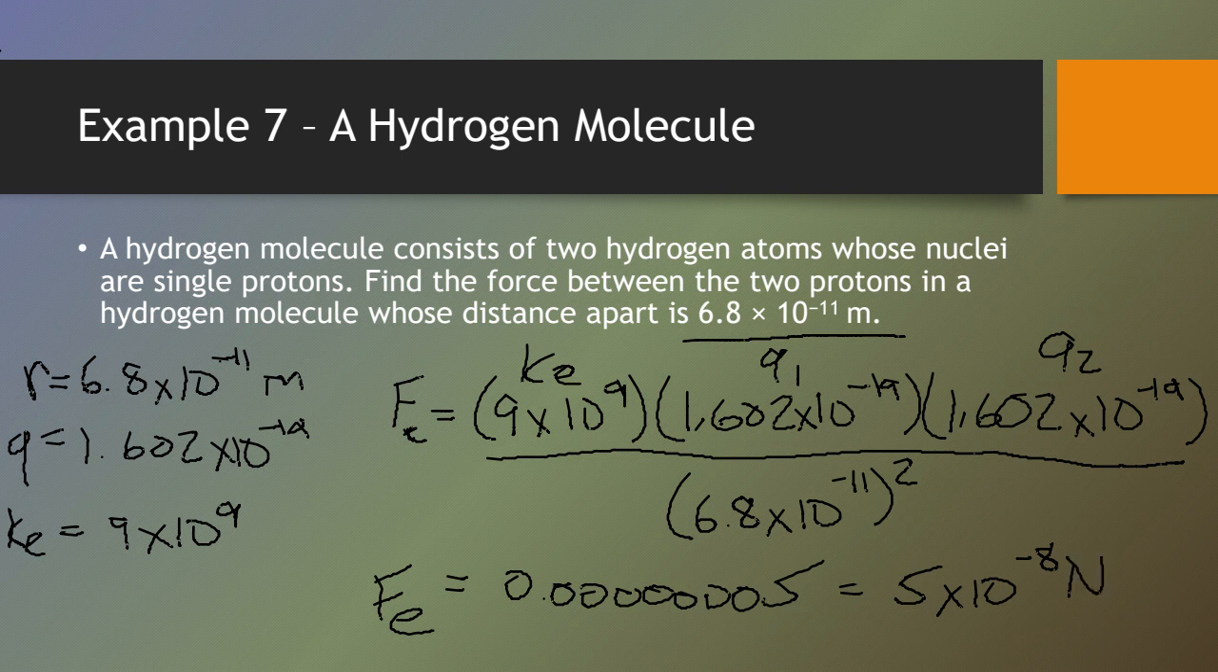It's a very small force. But if you calculate the gravitational force between those two protons, it is much, much smaller. It's like 10 to the minus 26 or 35 or something like that.